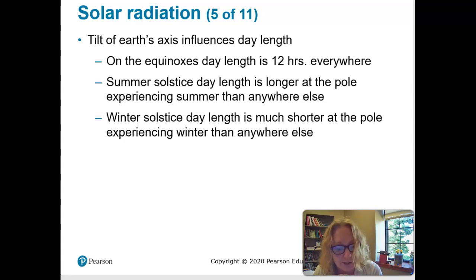I actually always like the solstice days because it tells me that the season is changing. Winter solstice is like, well, it's going to start getting lighter. There's hope at the end of the tunnel.